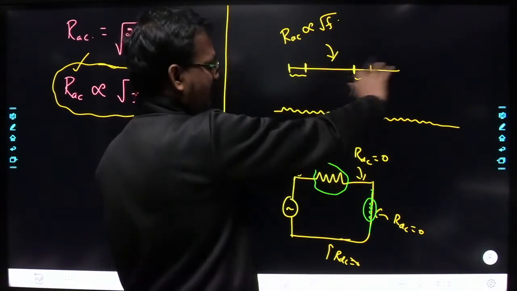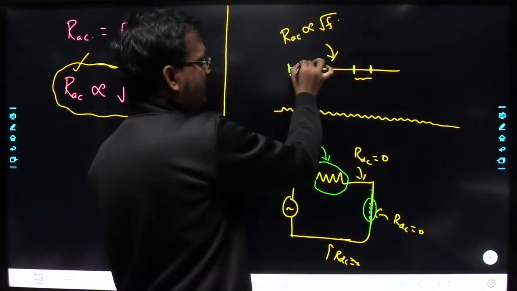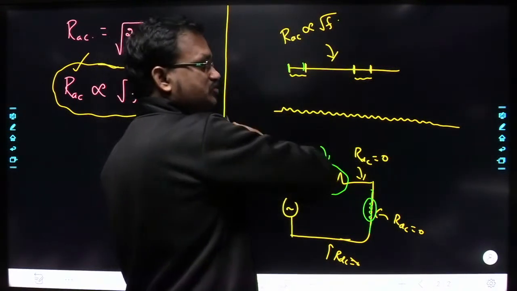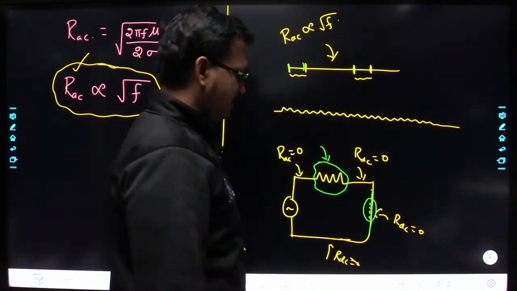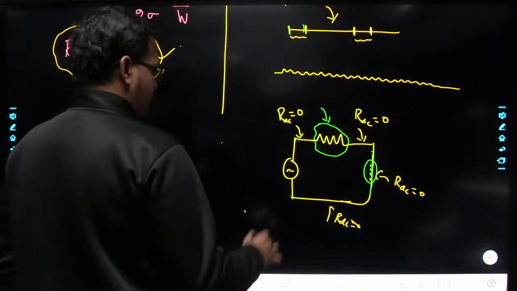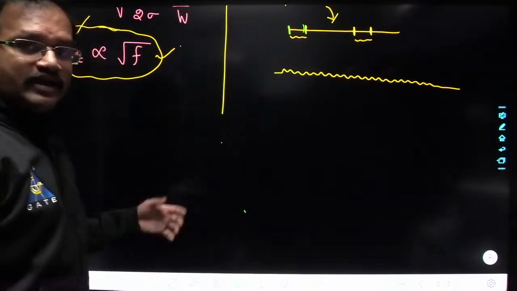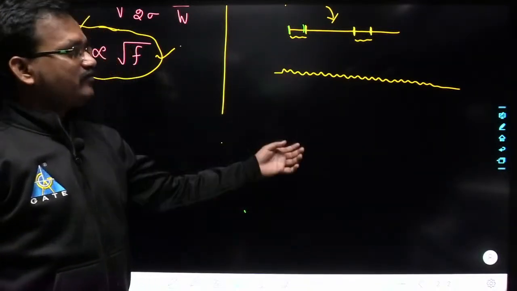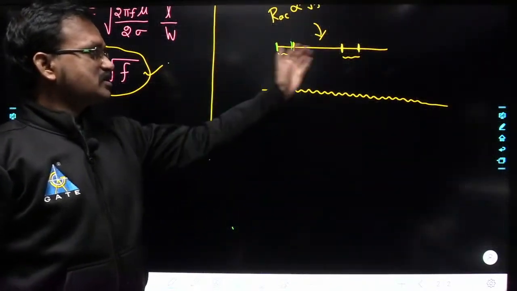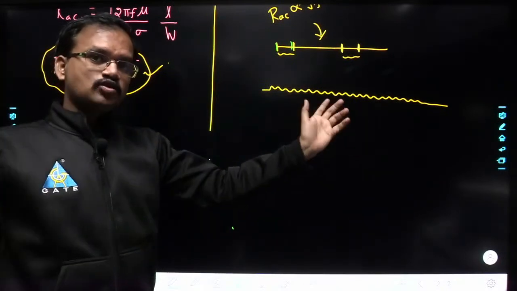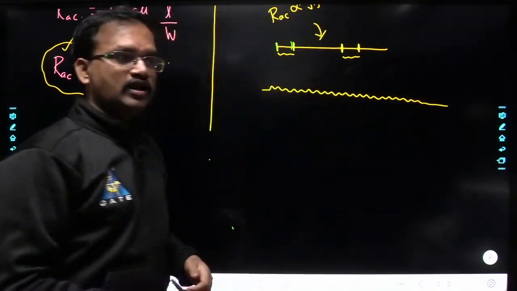But here, if you consider a conductor, the resistance is distributed. The resistance is not located at any particular location. Instead, the resistance is distributed throughout the length of the transmission line. Understood? So whenever we are dealing with transmission lines, we are dealing at high frequencies. At high frequencies, the resistance is proportional to the square root of frequency, and hence the resistance offered by this total conducting material is distributed throughout the length of the transmission line.